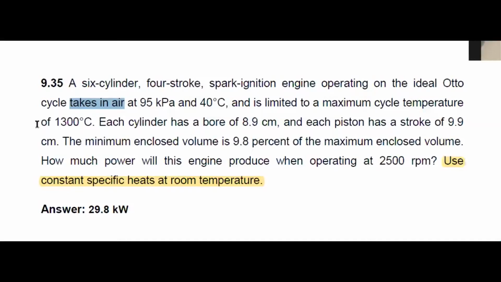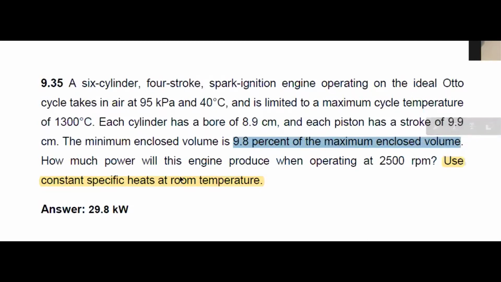Okay, problem 9.35. A 6-cylinder, 4-stroke spark ignition engine operates on the ideal Otto cycle and takes air in at 95 kilopascals and 40 Celsius. It is limited to a maximum cycle temperature of 1300 Celsius. So we need to know the maximum temperature of the cycle so that we can relate back to these 1300. Each cylinder has a bore of 8.9 centimeters and each piston has a stroke of 9.5 centimeters. The minimum enclosed volume is 9.8% of the maximum volume.